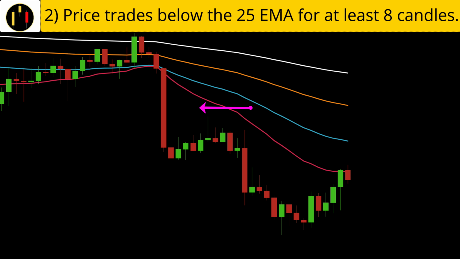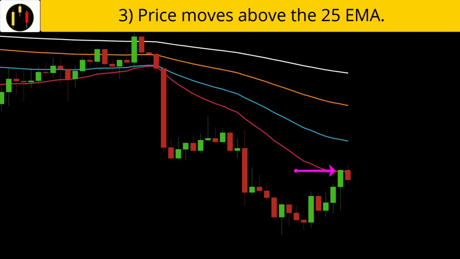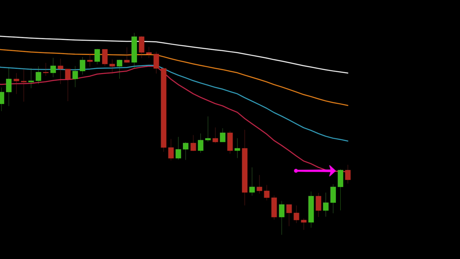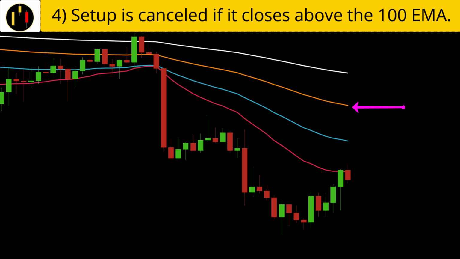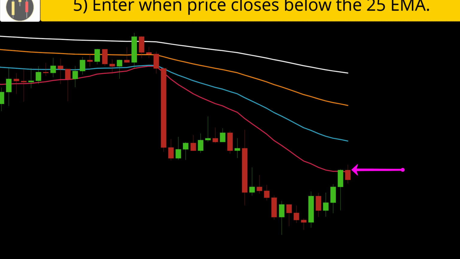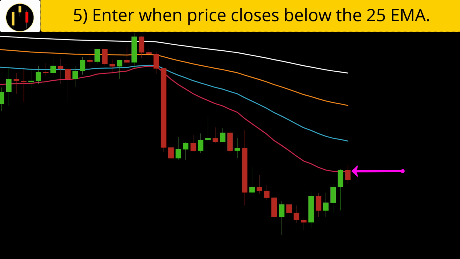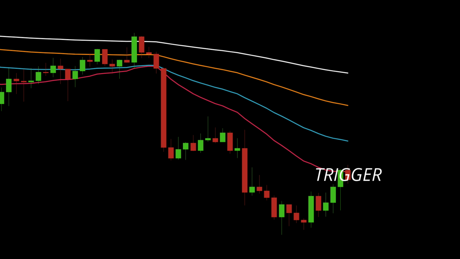Second, price must trade under the 25 EMA for at least 8 candle closes. Third, price must close above the 25 EMA. Cancel the setup if the candle closes above the 100 EMA in orange. Finally, price moves back below the 25 EMA in pink and closes. All of that happens on this candle here.